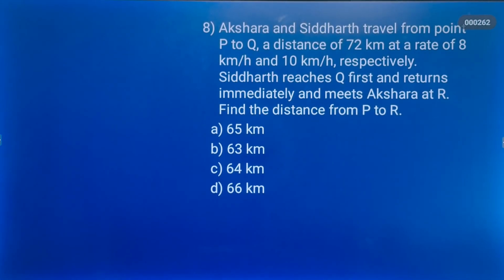So number 8, Akshara and Siddharth travel from point P to Q, a distance of 72 km at a rate of 8 km per hour and 10 km per hour respectively. Siddharth reaches Q first and returns immediately and meets Akshara at R. Find the distance from P to R.